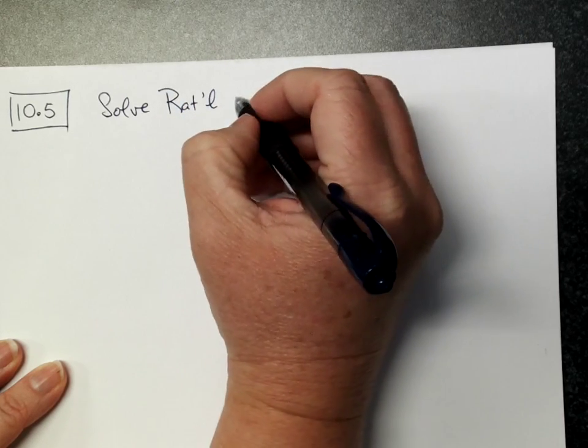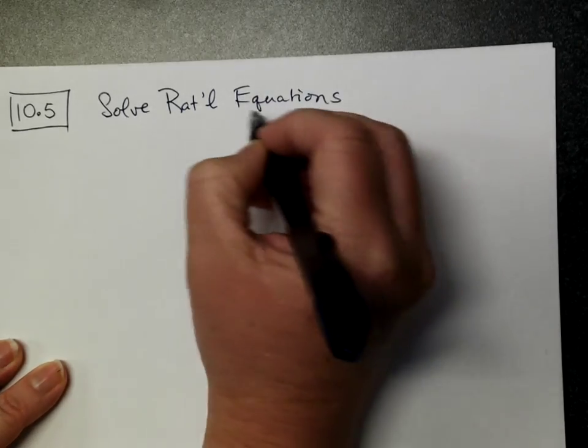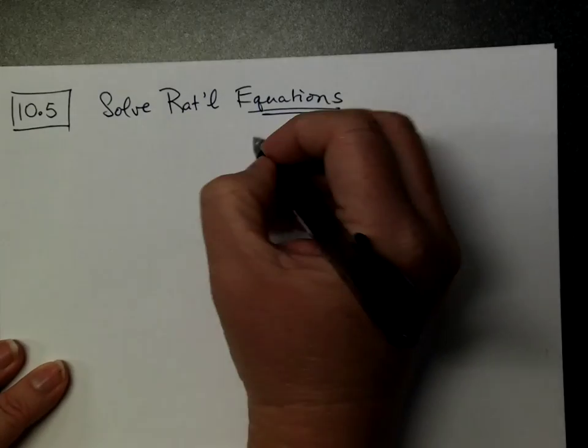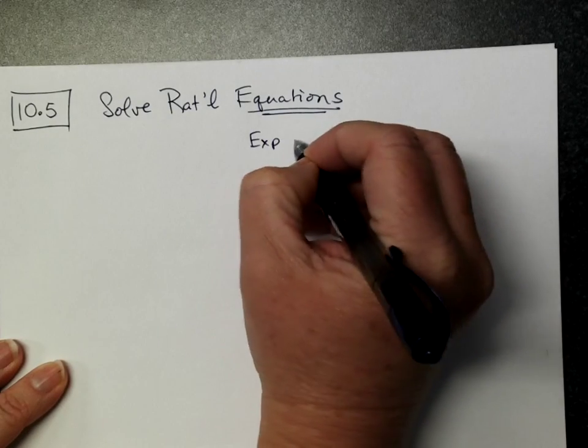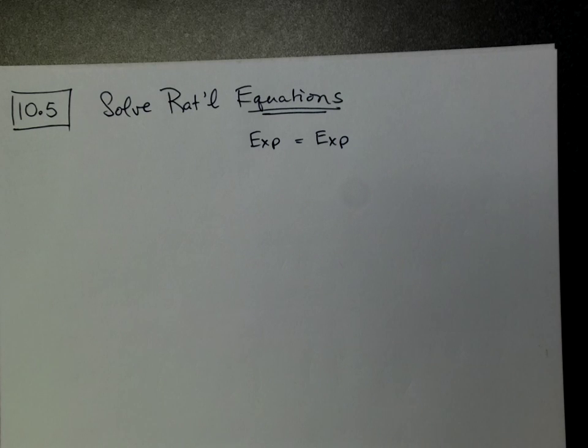But here, we're solving rational equations. We're dealing with equations. And an equation is some expression, like we've been dealing with, equal to some other expression. That's the basic definition of an equation. You set an expression equal to an expression, you have an equation. And you would then have enough information to solve for your variable, solve for x.